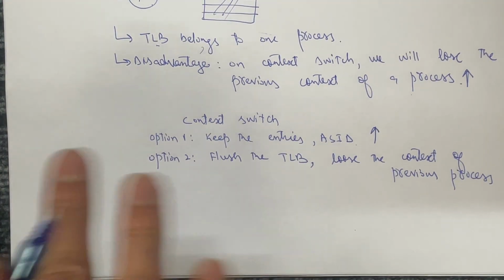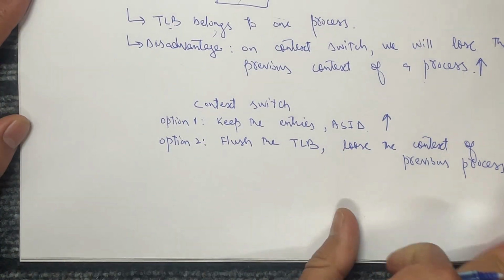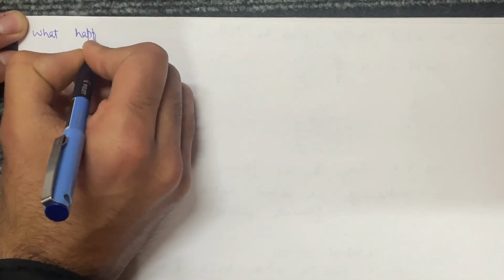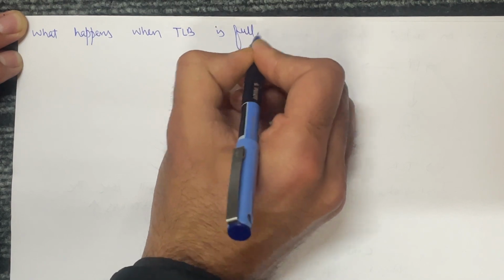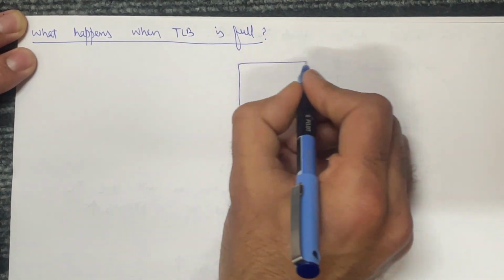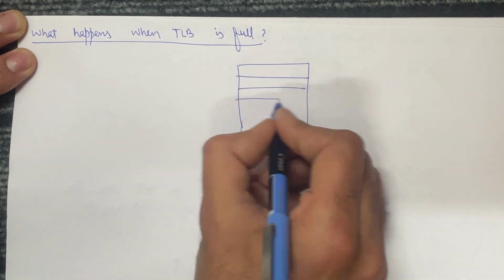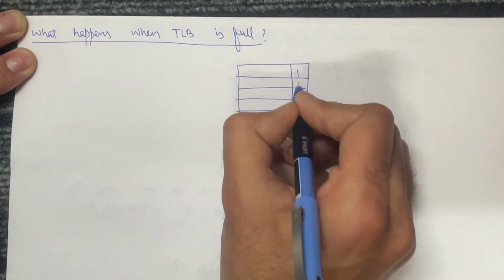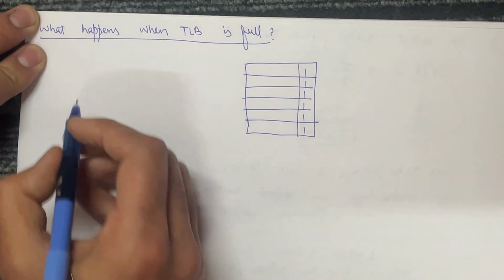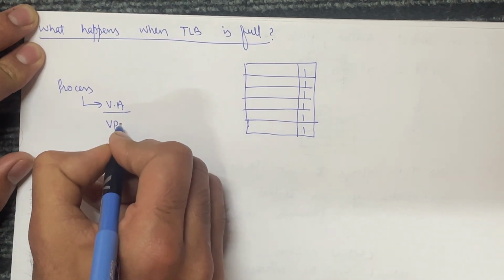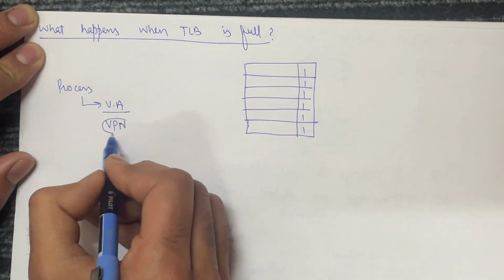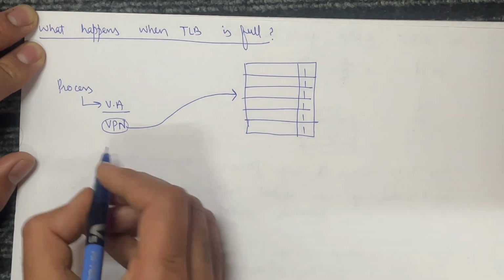Now the last part that we have to discuss for the TLB is the scenario when the TLB is full. What does that mean? Let's say I have a TLB where all the entries are occupied, so all the entries have valid bit one. Let's say a process generates some virtual address. This virtual address belongs to some virtual page. And let's say this virtual page number mapping is not present in the TLB. So there will be a miss in the TLB.